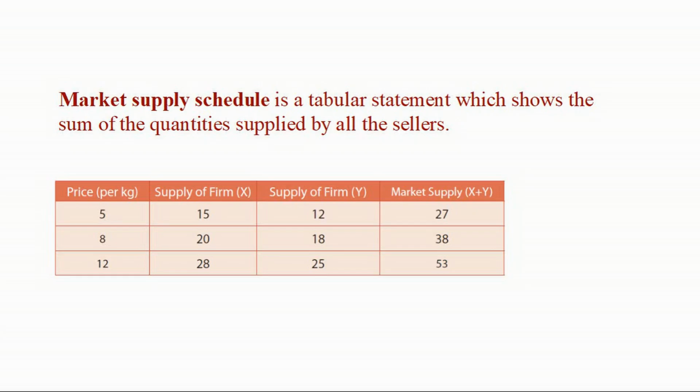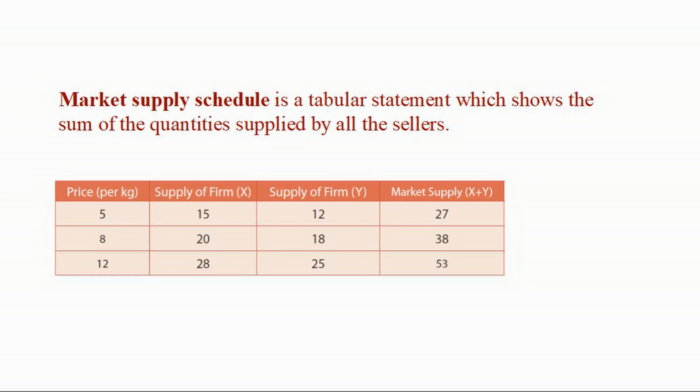In order to get the market supply, we have to add these quantities, and that will give us 27 quantities supplied in the market when the price is 5. And when the price is 8, the market quantity supplied becomes 38, 18 by firm Y and 20 by firm X.